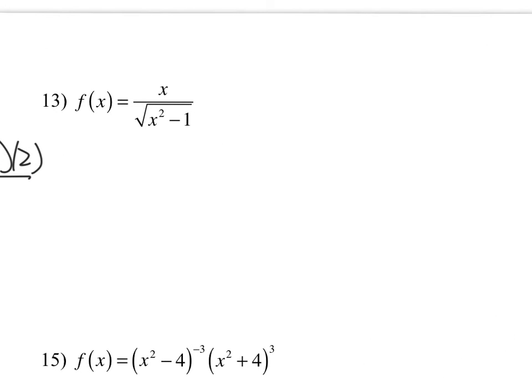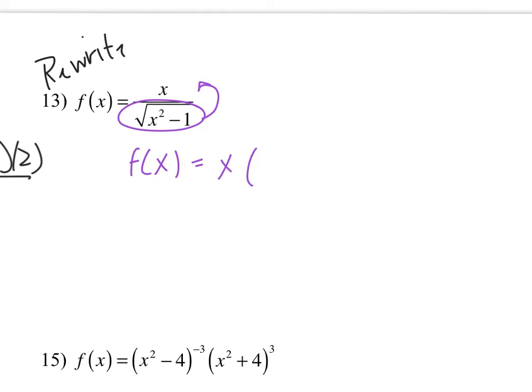13, we will want to rewrite it and use a product rule. Rewrite it by moving this up and making the exponent negative. So rewriting it as f of x is equal to x multiplied by x squared minus 1 to the negative 1/2. And then using a product rule, obviously with a chain rule involved in there as well.